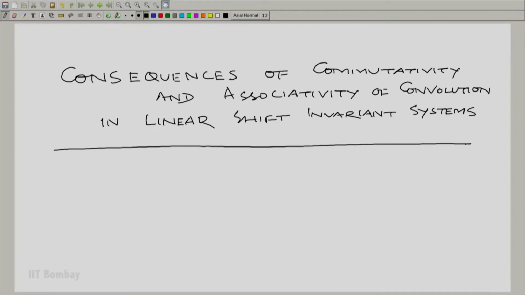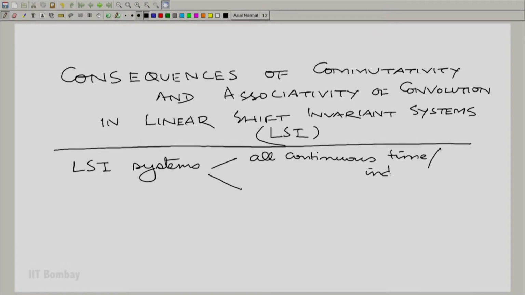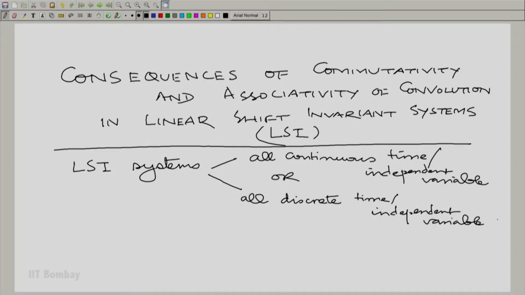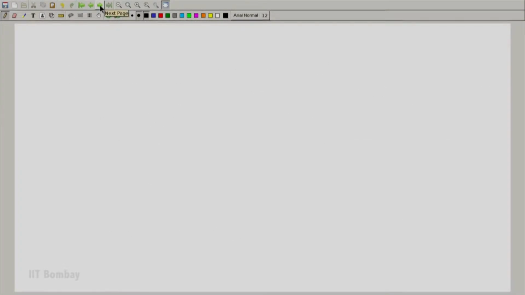So, essentially we ask the following question: what happens if I have a number of LSI systems, as I call them, LSI systems in cascade? Now, these LSI systems could all be continuous time or continuous independent variable, or all discrete, and we put them in cascade, which means we put them one after the other with the previous output being given to the next input. So, let us consider three systems in cascade.